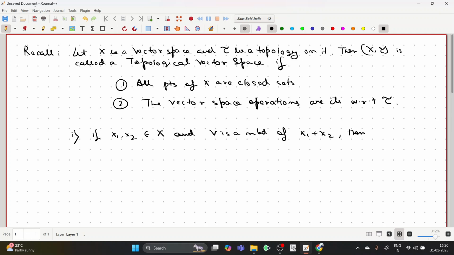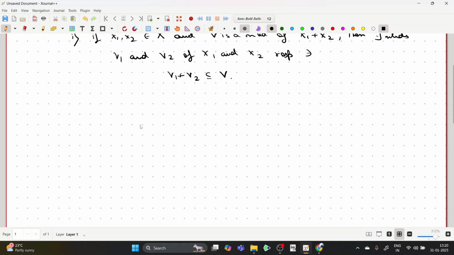So then there exist neighborhoods V1 and V2 of x1 and x2 respectively, such that V1 plus V2 is contained in V, right? A simple observation of saying that it is continuous. Got it? Okay, fine. And we also had an analogous definition for the scalar multiplication to be continuous as well.